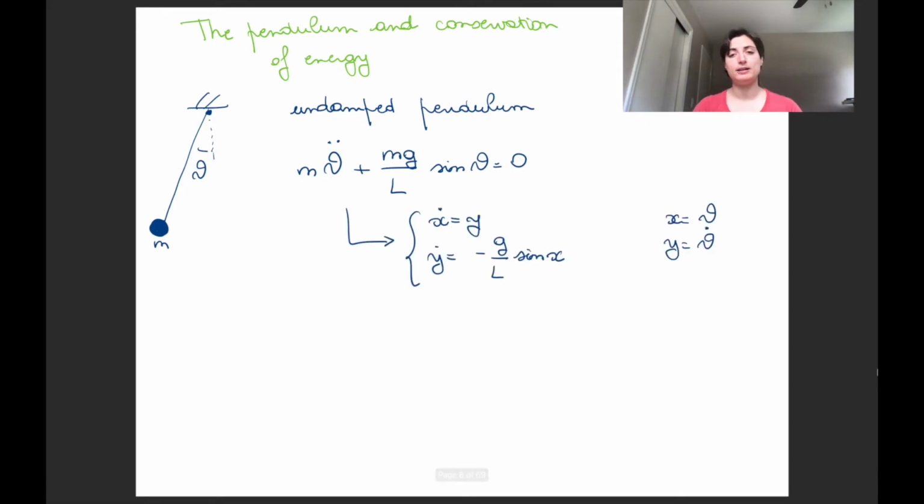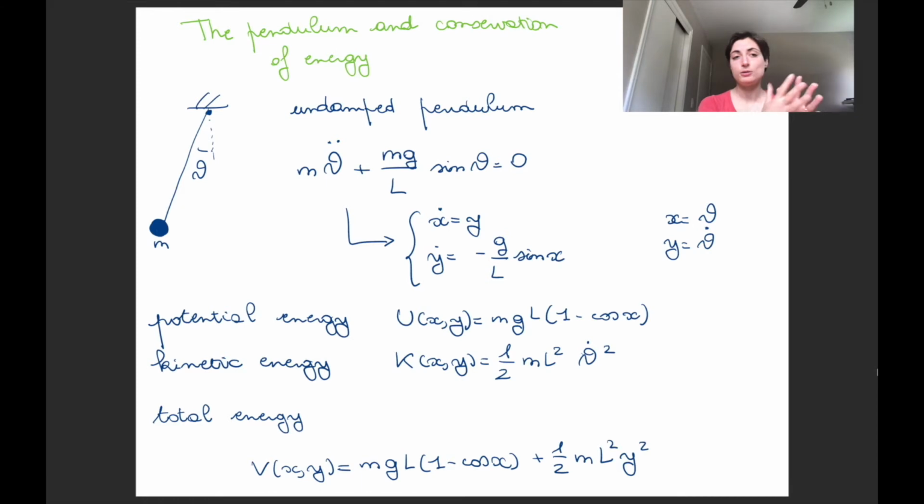So we can rewrite it as a system because that's what we have been doing lately. We take higher order ODEs and turn them into systems of first order ODEs. So the system is x dot equals y and y dot equals minus g over L sine of x. We have simplified away the mass, where x is the angle we have been dealing with and y is the derivative over time of the angle.